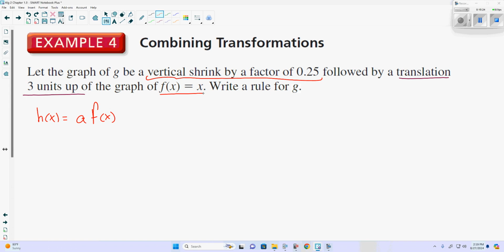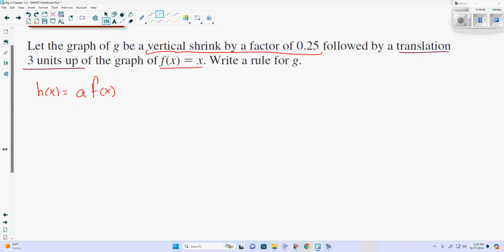Questions? Better to see? All right. Questions on this so far? Now, what is our value of a? a is 0.25. Since it's vertical shrink, we don't have to do it. It's not changing. The only one we need to change is horizontal.